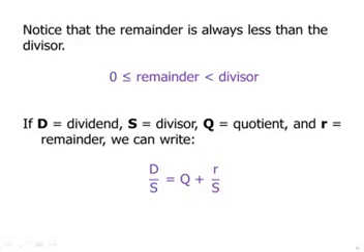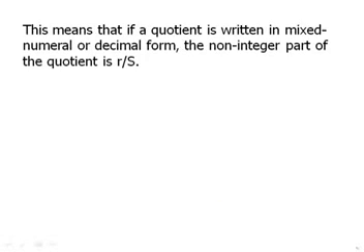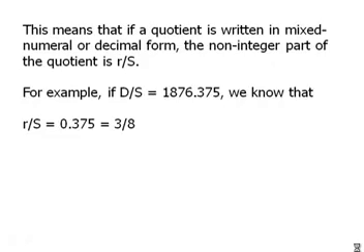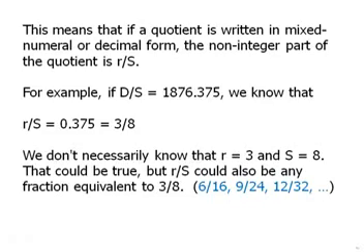Now it's very important to realize also Q is an integer, so any non-integer part of the mixed numeral quotient is going to be that fraction. This means that if the quotient is written in mixed numeral or decimal form, the non-integer part of the quotient is remainder over divisor. That's a really subtle and important point. Suppose we're told we divide two numbers and we get that horrible long number with a decimal part. We know that the remainder divided by the divisor will equal that non-integer part, that decimal 0.375, which happens to equal the fraction 3/8. We don't necessarily know that R equals 3 and S equals 8.